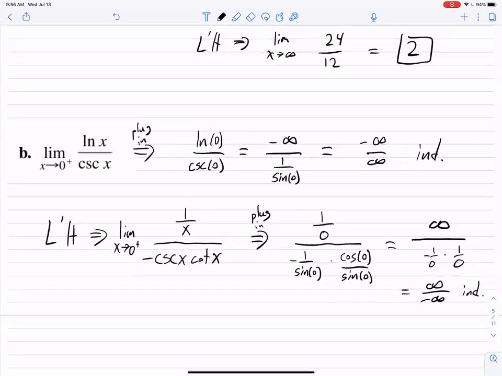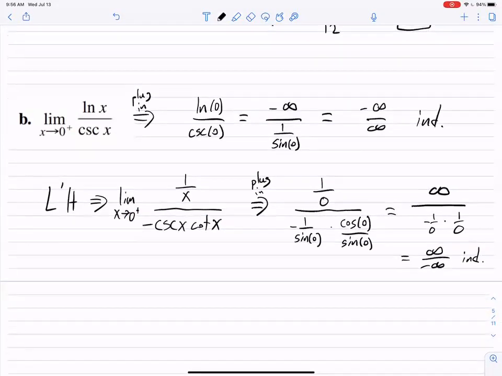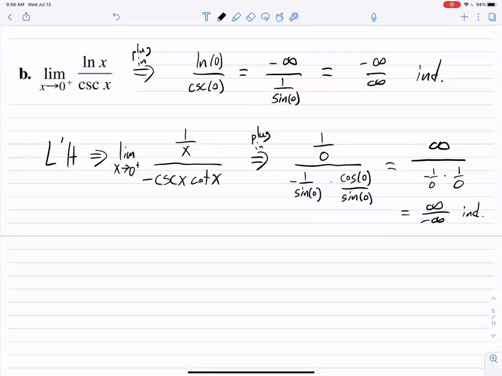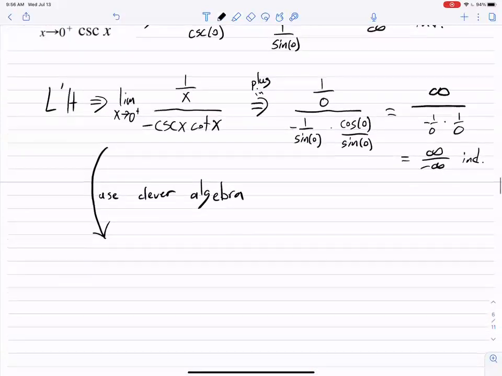And so we would think that, okay, we have to do L'Hopital's rule again. But actually, L'Hopital's rule is going to make this kind of complicated, because that's going to get more complicated, and that will get more complicated. And so there's actually a clever trick we can do here. The fact is that cosecant and cotangent can be brought up top. And so we can use a little algebra. Use clever algebra instead, because L'Hopital's rule on this would kind of make things more gross.